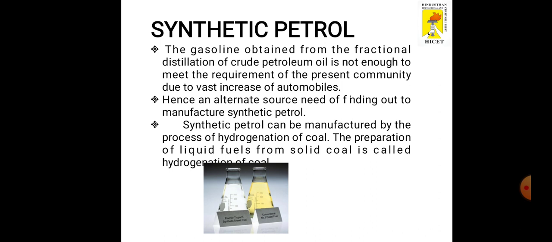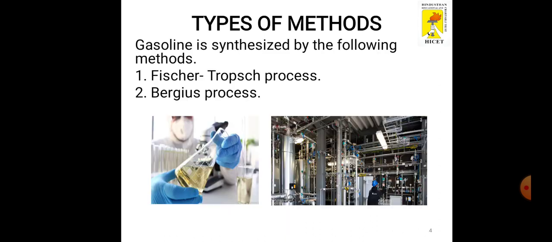How is the synthetic petrol manufactured? It is nothing but the process of hydrogenation of coal, that is adding hydrogen to the carbon. That is the main theme of synthetic petrol. And another one is the preparation of liquid fuels from the solid fuel. That is, solid coal is converted, known as hydrogenation of coal. So coal is carbon, and hydrogen is added to the coal. That is the hydrogenation process of coal. The gasoline is synthesized by the following methods: Fischer Tropsch process and the Bergius process. These are the two processes.